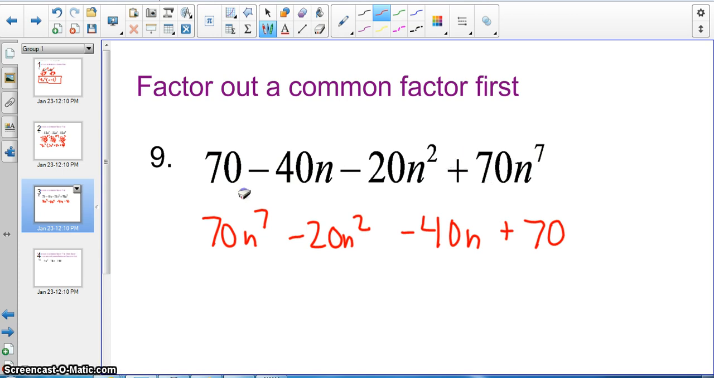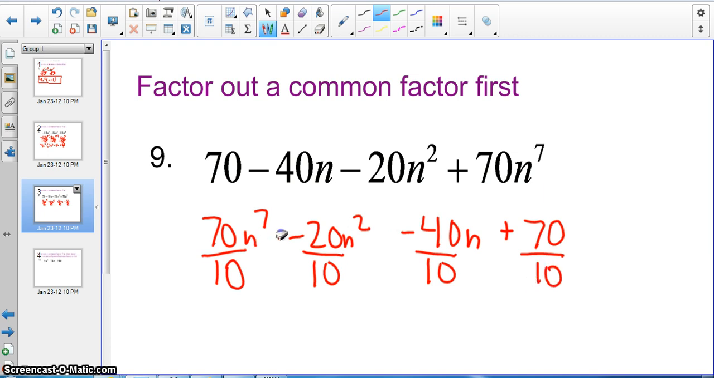Here this is positive, so it's a positive 70n to the 7th. This is positive, so it's positive 70. So now what is the highest number or term that you can factor out of there? If you're thinking, well, all these numbers are divisible by 10, you can try other numbers, but 10 will be your greatest common factor.